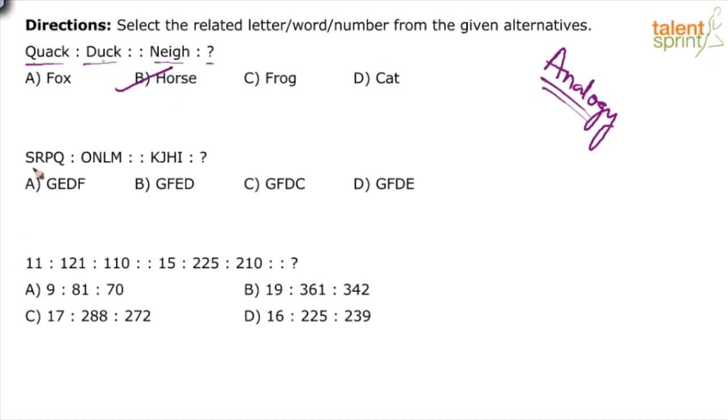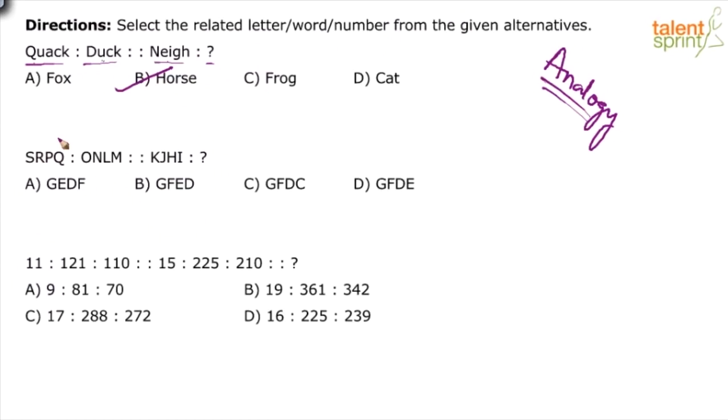Question based on letter analogy. It says SRPQ is related to ONLM. In a similar way, KJHI would be related to what? KJHI is related to what? Now, the best approach in answering letter-based analogy questions is to go by the positions of these letters as per the alphabetical order, right? And if you have learned their positions by heart, A is number 1, B is number 2, C is number 3, and so on, it would be really very easy to verify that.